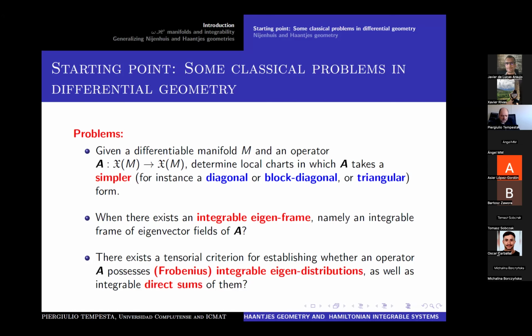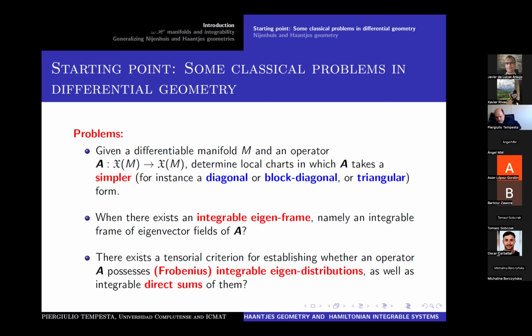So given an operator with certain properties, of course, not a completely generic one, for instance, a Nijenhuis or Haantjes operator or eigenrod operator, what are the normal forms of this operator? Then another question, which is actually directly related to the previous one: does there exist an integral eigenframe, namely a frame of eigenvector fields of A, which can be put in a one-to-one correspondence with the natural frame? In other words, a frame that can be rectified.